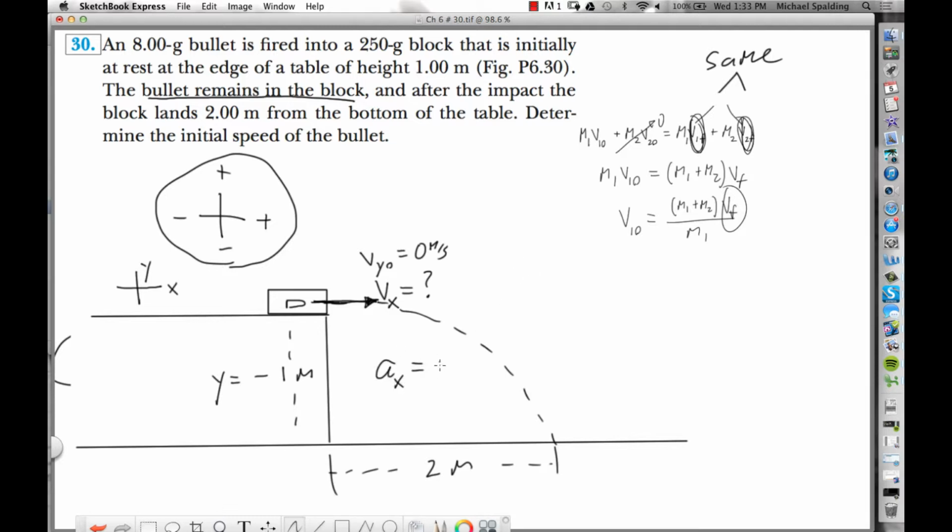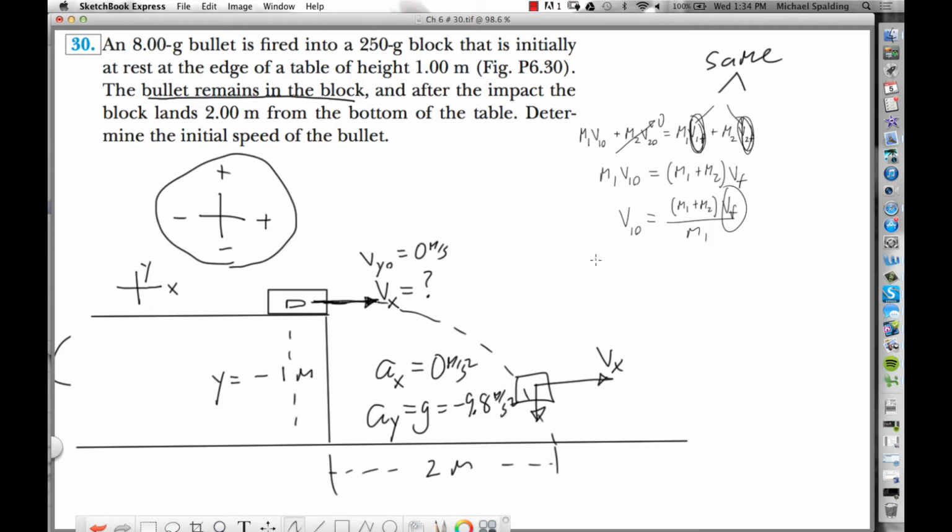For projectile motion, x acceleration is 0. And what's the reason for that? Do you guys remember the reason? The x velocity stays the same. But what happens to y velocity? It changes because we have a y acceleration, which is negative 9.8. So this is the exact same thing we did a few months ago.